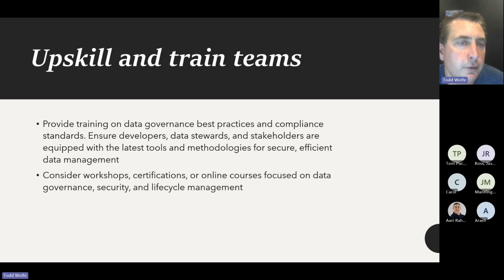Another one that's always important is to ensure that we train and upskill our teams and our resources across the organization, not just those directly involved in the software development lifecycle.